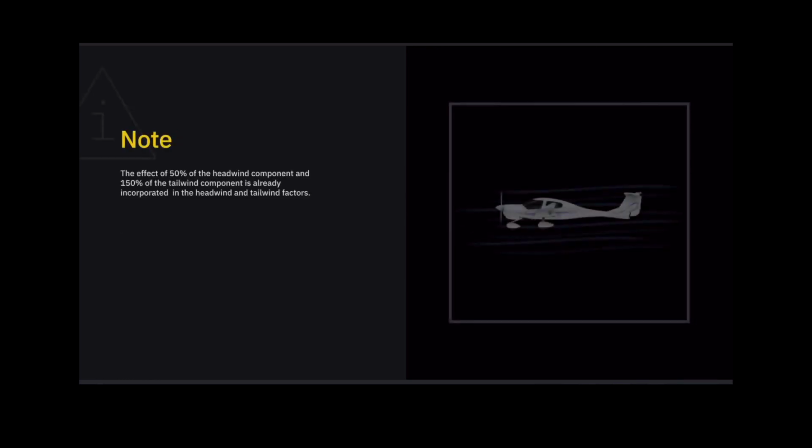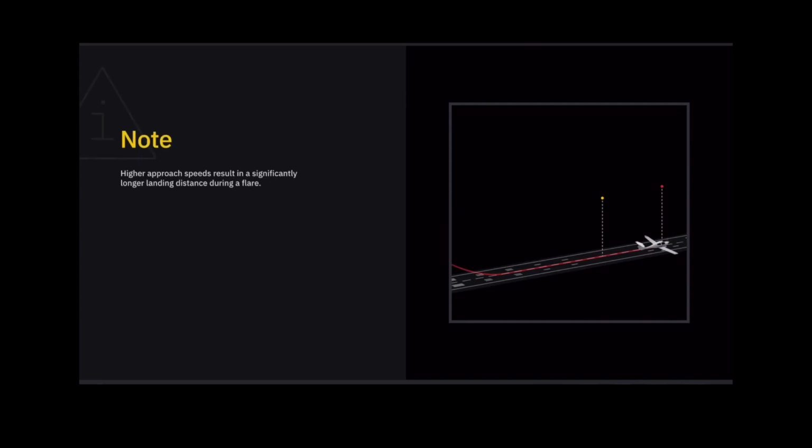Note: the effective 50% of the headwind component and 150% of the tailwind component is already incorporated in the headwind and tailwind factors. Note: higher approach speeds result in a significantly longer landing distance during a flare.